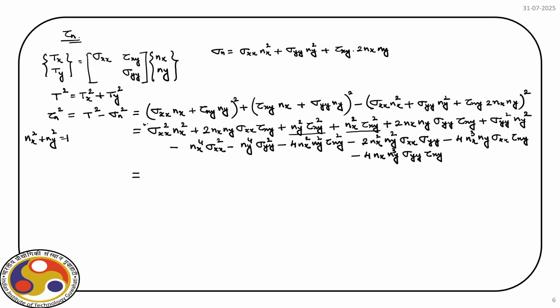For example, if you consider this one and this one, what will we get? We will get sigma xx square nx square common. So, within the bracket we will have 1 minus nx square, and that is ny square, right. So, what we have is sigma xx square, then nx square ny square. Okay. So, this term is gone, these two, and we have also considered tau xy square.